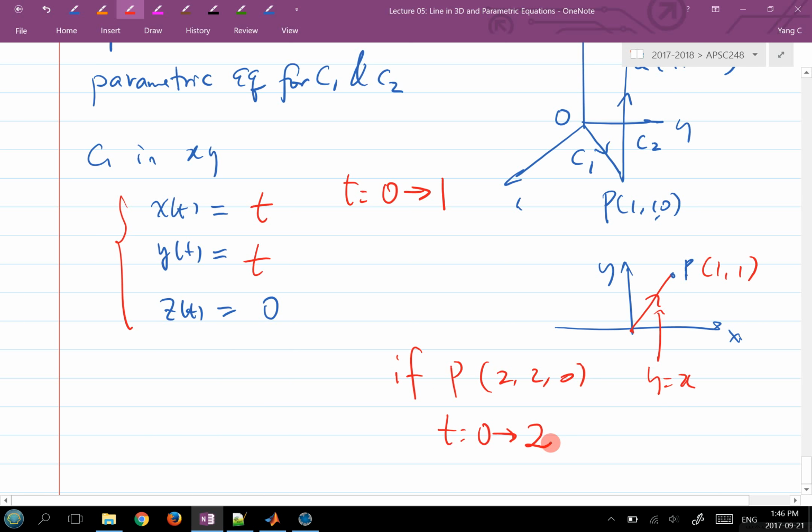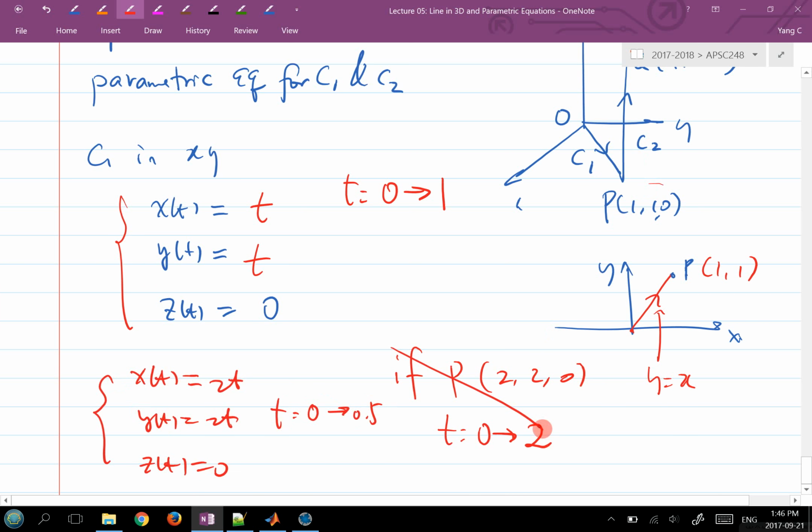Yes, you can, absolutely. That's basically the question here. What if I use x of t equal to 2t, y of t equal to 2t, and z of t equal to 0? Then what's the range for t now? For this case, it goes from 0 to 0.5. Does that make sense?